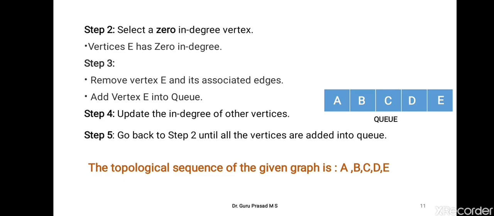The final result: the topological sequence of the given graph is A, B, C, D, E. Now we have to remove the elements one by one from the queue. So the sequence of ordering of vertices is A, B, C, D, E.